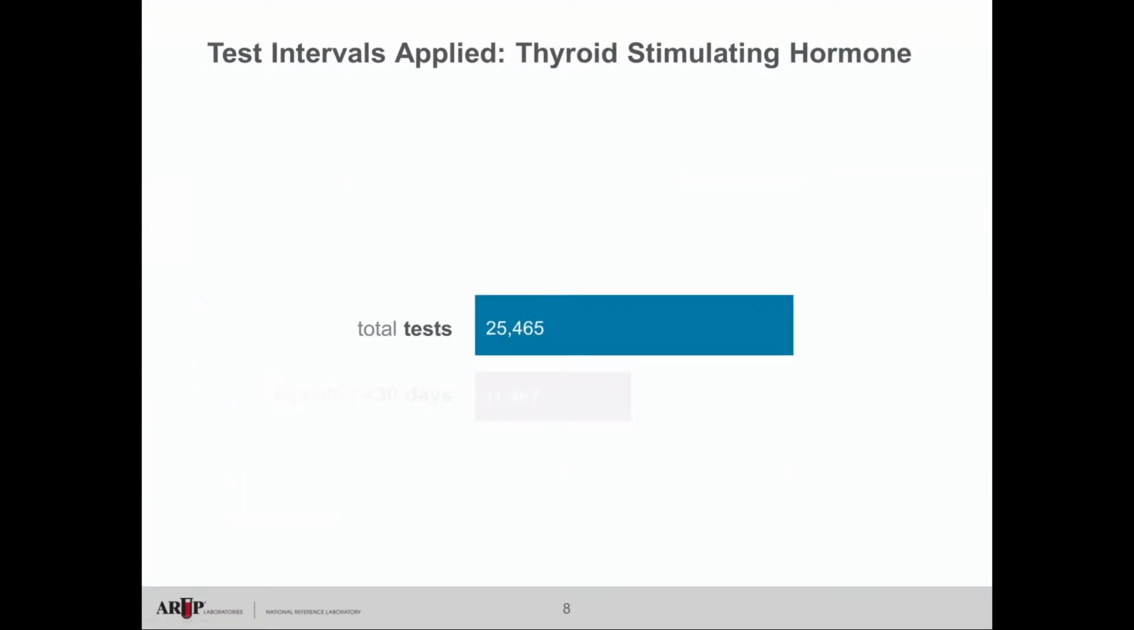Another example of useful data analytics is looking at repeat intervals. For thyroid stimulating hormone, for example, most clinical chemists are familiar that TSH doesn't change very quickly in the body, even when thyroid medication doses change or other biological changes occur. From a biological standpoint alone, it doesn't really make sense to check a TSH again in less than about 4 to 6 weeks. So in an analysis that we did for a large multi-hospital system recently, looking at repeat intervals, we saw that out of about 25,000 test orders for TSH, about 11,000 of those were ordered in less than 30 days.